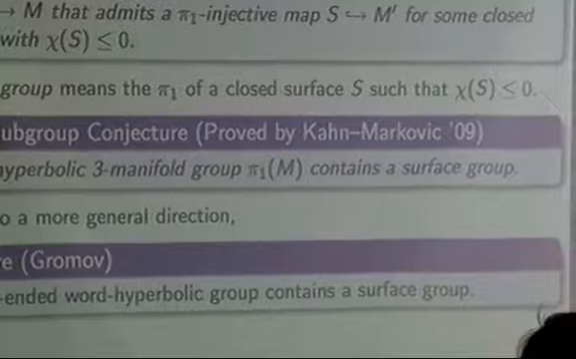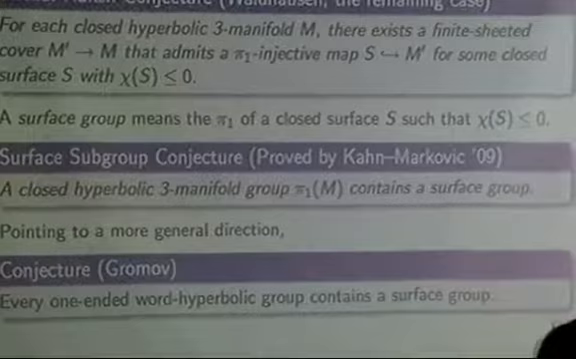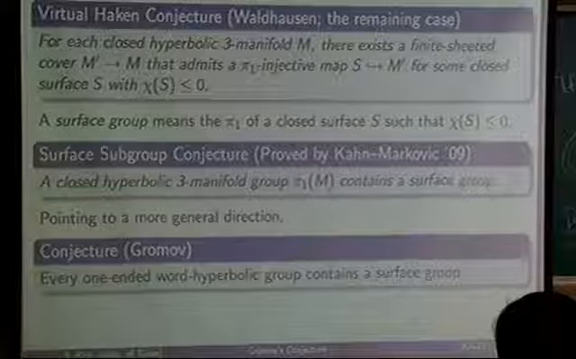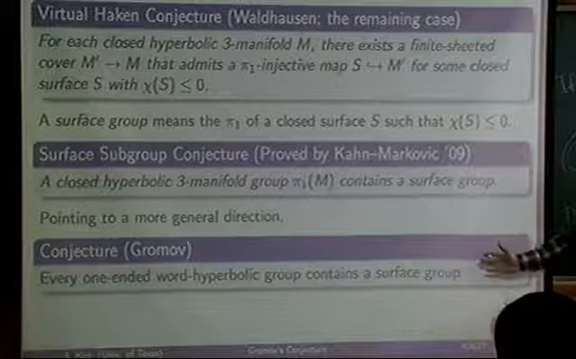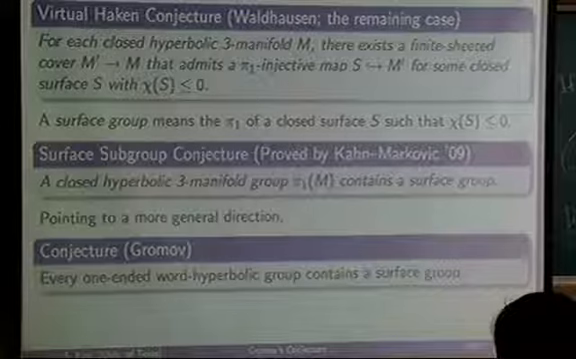Yes? Sorry, can you say briefly what is one-ended? Yes, so that's where I'm getting to. One-ended means, roughly speaking, if you look at the Cayley graph, and consider larger and larger compact subsets, then the direct limit of the complement will have more than one component. But in this group theoretic sense, what is more important is that there's a theorem by Stallings asserting that a group has more than one end if and only if it splits as a graph of groups over finite groups.